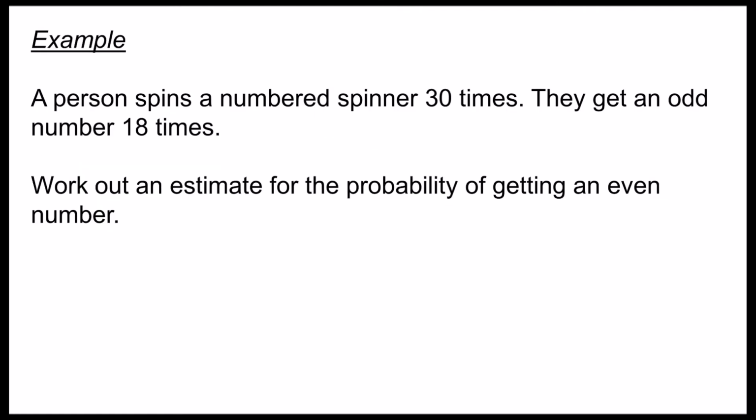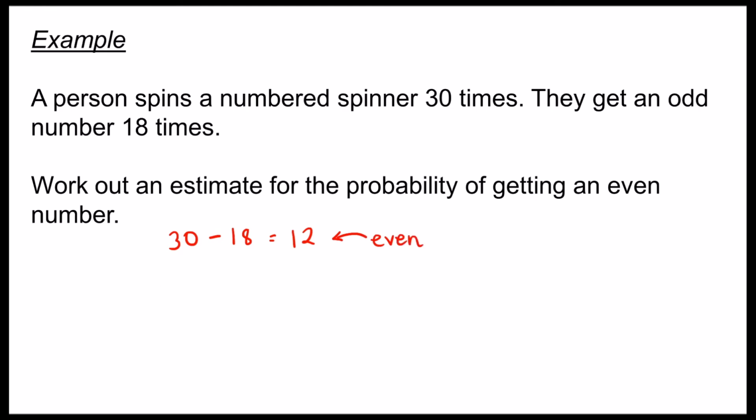In this final example, it says a person spins a numbered spinner 30 times. They get an odd number 18 of these times. Work out an estimate for the probability of getting an even number. We know that the result must be either odd or even, so if they got odd 18 times, I can do 30, which is the total number of spins, take away 18, which gives me 12. That's the number of times that they get an even number.